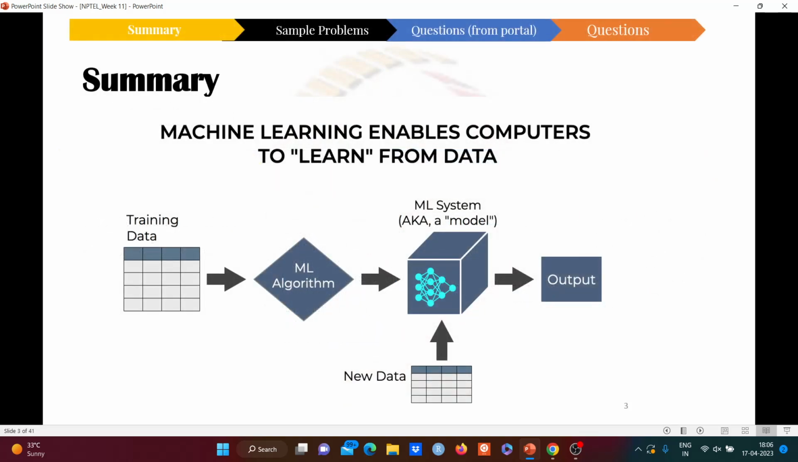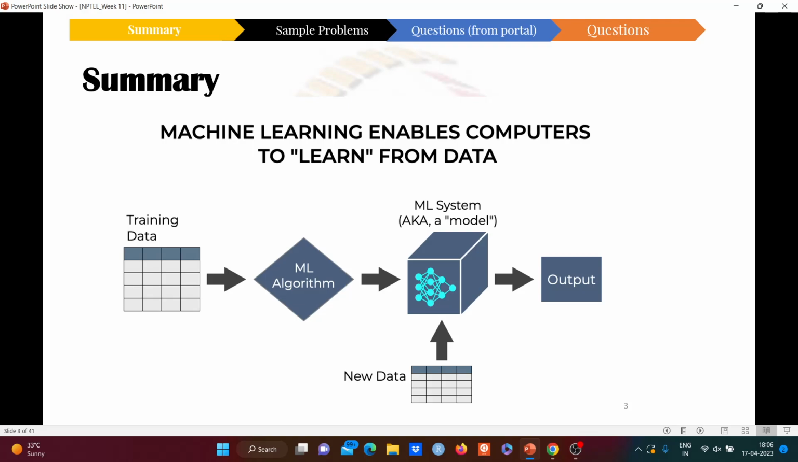Machine learning is based on the idea that computers can learn from data and identify patterns on their own without being explicitly programmed. So it involves developing algorithms that can automatically improve their performance on specific tasks by learning from examples or past information or input information.